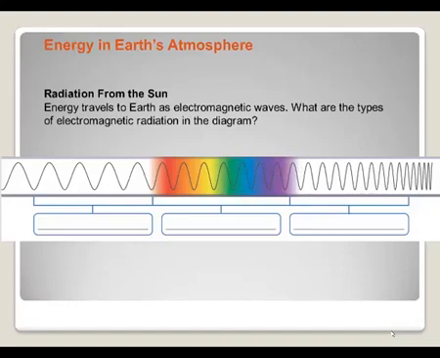So looking at this picture inside of your notes, we know that radiation from the sun travels to Earth in the form of the electromagnetic spectrum, or electromagnetic waves. The center portion is the visible light spectrum. We need to know what are the two on each side. Notice that the ones on the left have a larger wavelength and the ones on the right have a shorter wavelength.